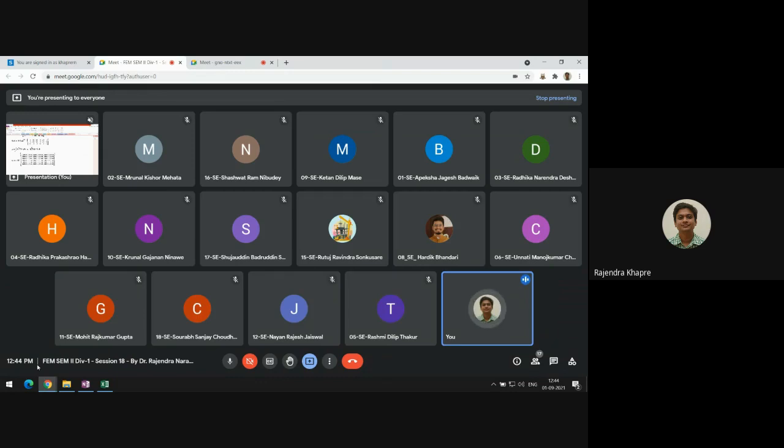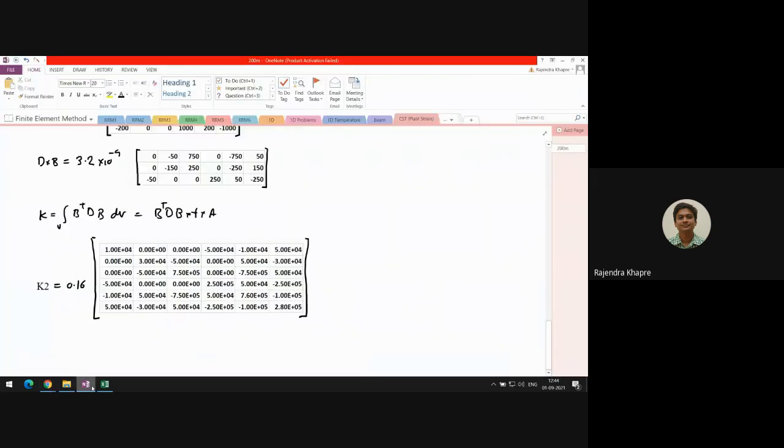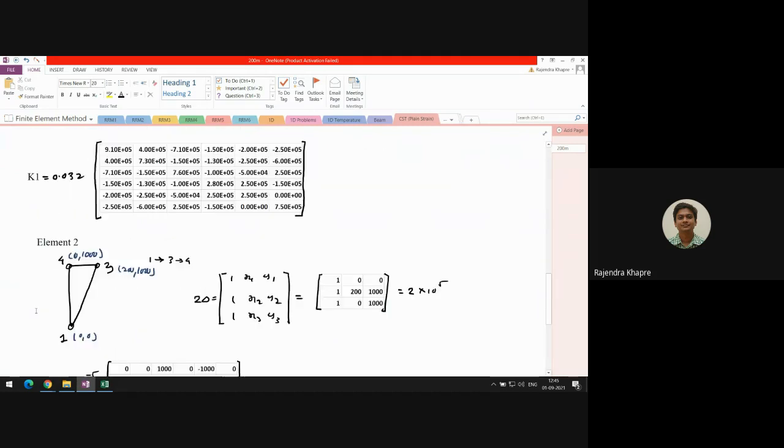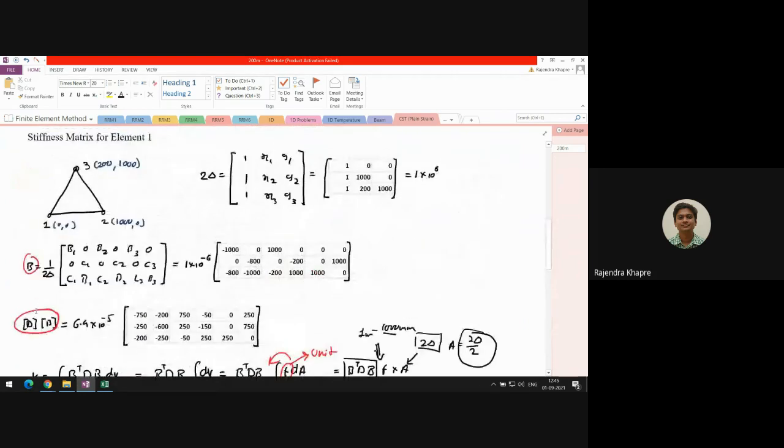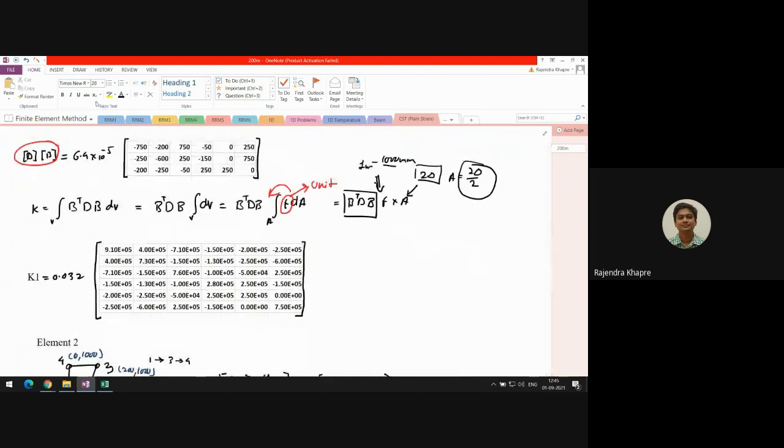So now we have to assemble this. Please pay attention to the screen, because this is something different. Till now you have assembled matrices which have only one connectivity. Let us see. The K1 matrix is the stiffness matrix for element 1, which has 1, 2 and 3 connectivity.